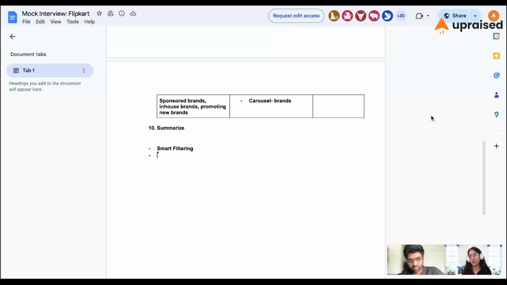So that's a very basic sorting. The highest reviews and highest rating goes to the top, then comes the second best, third best, fourth best. That's a basic sorting basis the ratings and reviews.